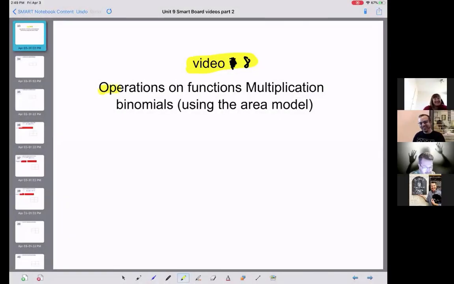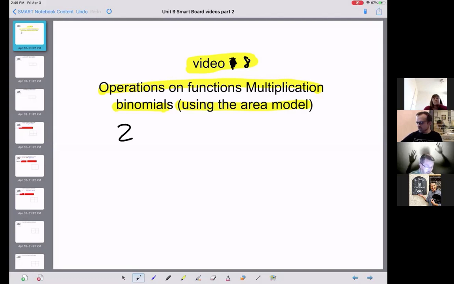This is operations on function multiplication of binomials using the area model. First off, what does binomial mean? Binomial means two, meaning this is talking about when we're multiplying functions that have two terms. This is super important for you when you go into the 10th grade and Math Secondary 2. They spend the first half of the year almost on multiplying binomials to get you into quadratics and parabolas. So we wanted to make sure we hit this with you.